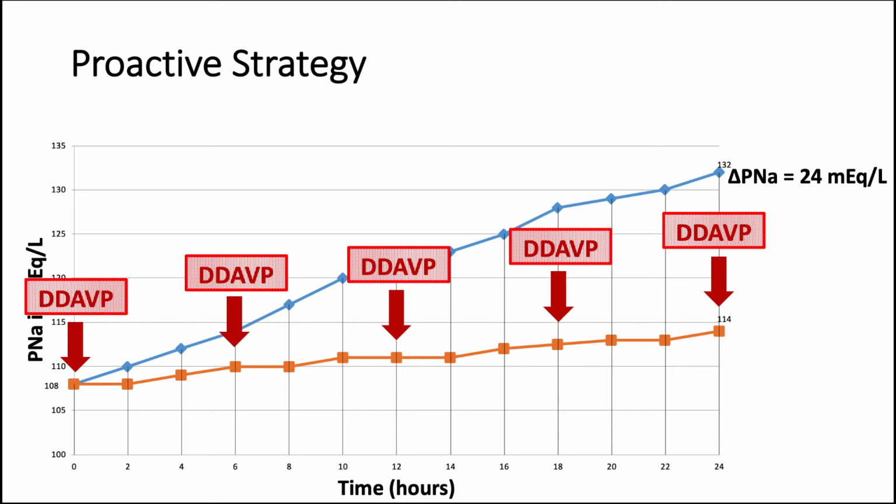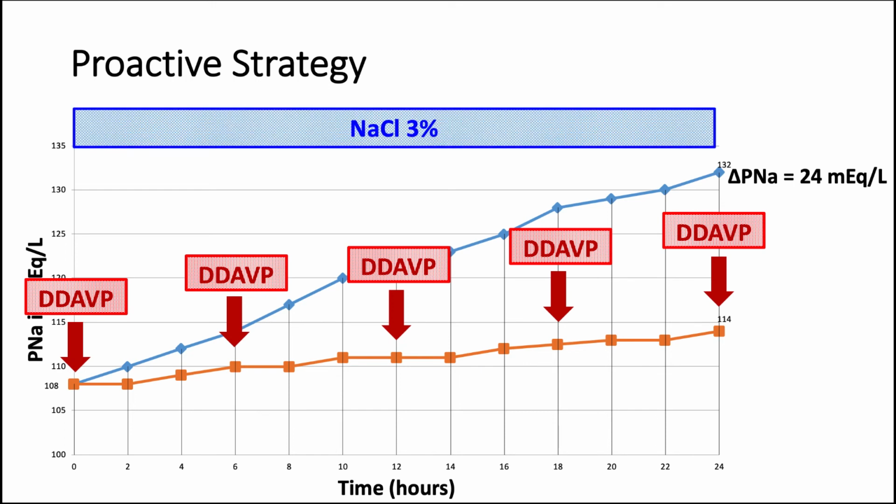Now, if we don't do anything else, the sodium is going to stay there. So how do we make the sodium go up then? Well, we can start the patient also at the same time, concomitantly, on hypertonic saline. We give a slow infusion, which will make the sodium go up gradually to our desired goal, which will be in this case 114, a change of 6. Okay? So this is the proactive strategy.